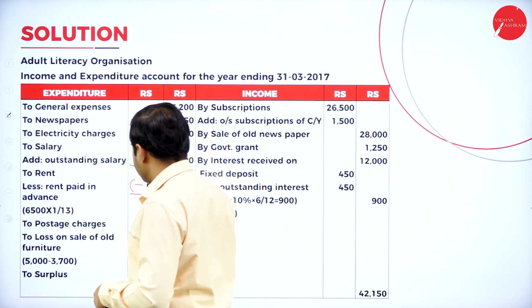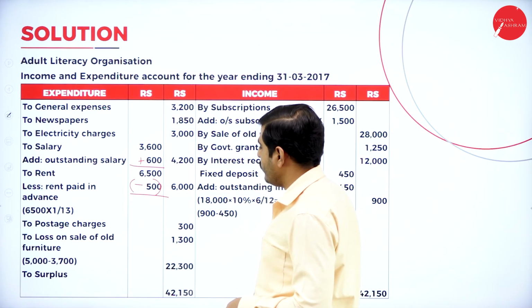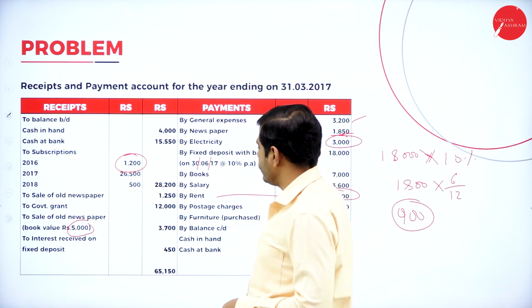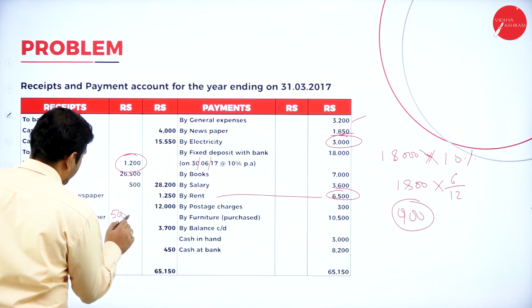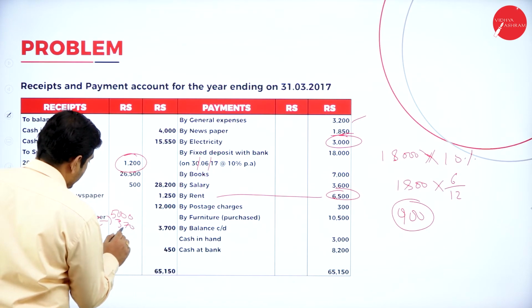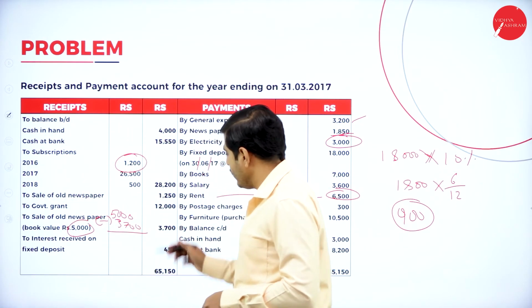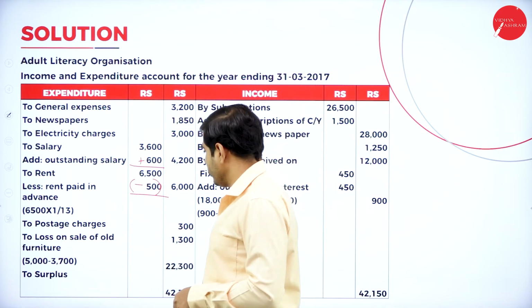Again postage charges is an expense, 300. Loss on sale of old furniture. So here look at the furniture value. The actual value is 5,000, but we have sold it for 3,700. So what is the remaining amount? The remaining amount goes to the income and expenditure account, loss on sale of furniture, which is 1,300.